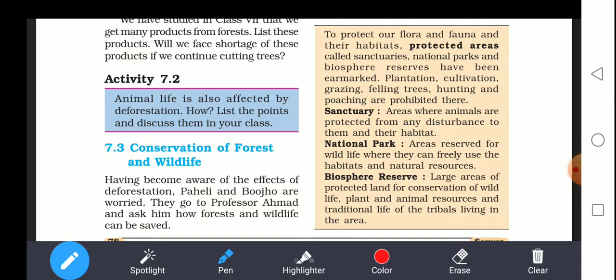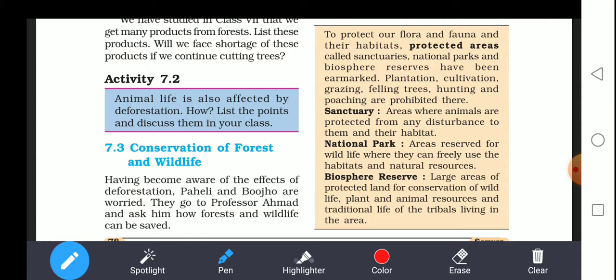Land that is kept safe, where animals or plants are kept safe in that particular area, is called a sanctuary. The definition of sanctuaries is different, and a national park is different, but they are kept for the same purpose. Here, plantation, cultivation, grazing, felling trees, hunting and poaching are prohibited. These are the things which are not done in protected areas.